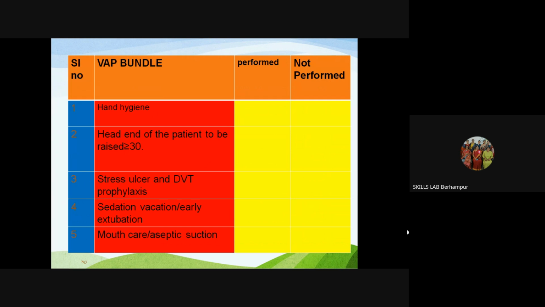Then next is VAP, ventilator associated pneumonia bundle. You know VAP, ventilator associated pneumonia. It is one type of checklist: hand hygiene performed or not performed. Head end of the patient raised to more than or equal to 30 degrees, performed or not performed. Stress ulcer and DVT prophylaxis, performed or not performed. Sedation vacation and early extubation, performed or not performed. And mouth care, aseptic solutions, performed or not performed. It is also a ventilator associated bundle. It is a checklist, we are checking through ventilator patients.